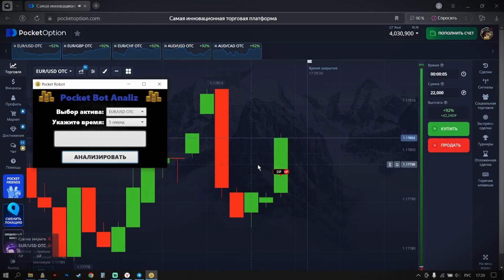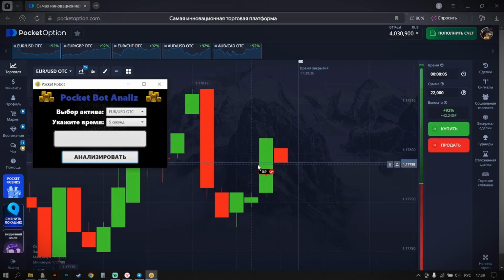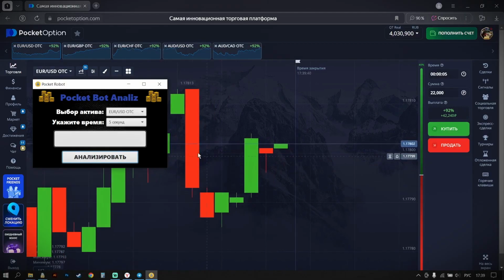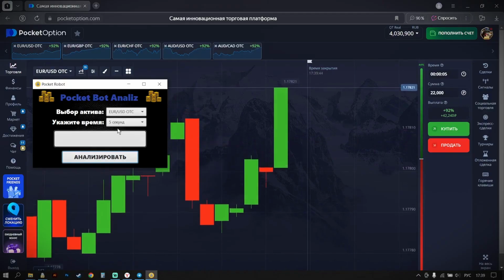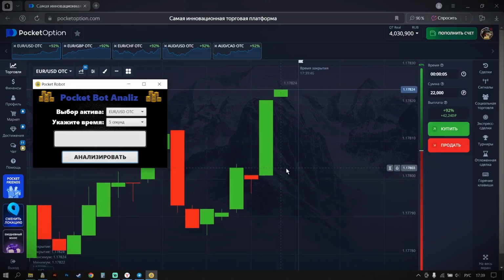Unfortunately, sometimes trades close in the negative because a 100% success rate does not exist, and those who promise it are just scammers. Guys, don't fall for it. The average success rate of this robot is 70%. Yes, there are losing trades, but there are more winning trades.